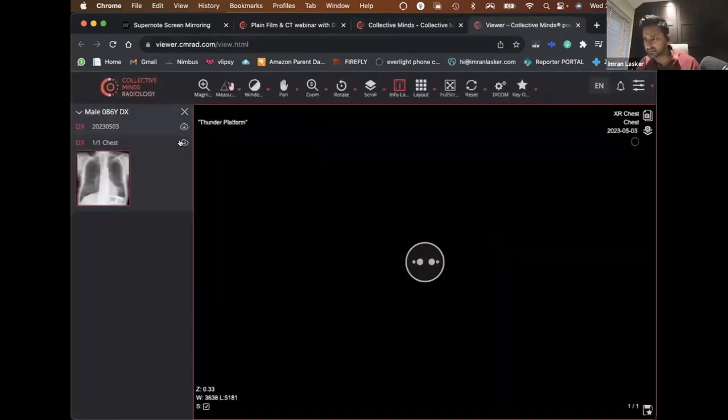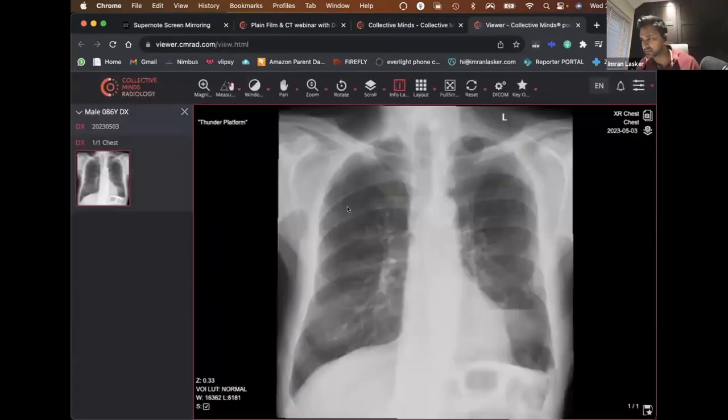So let's open case number 7 and see what's happening here. Thankfully, the platform's working quite nicely. What do we think is going on here?